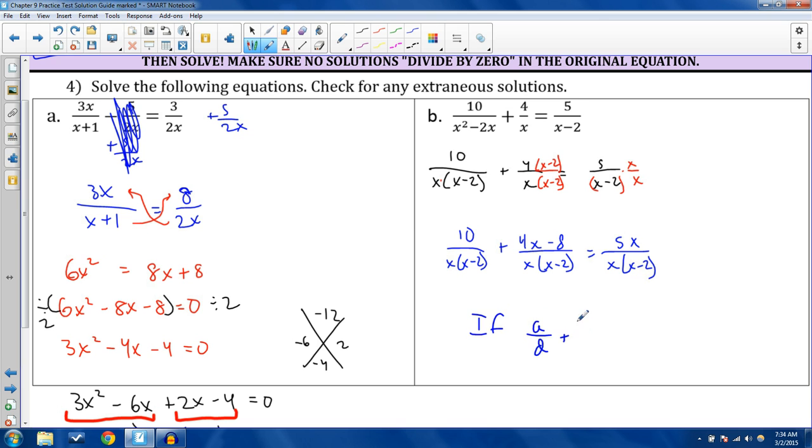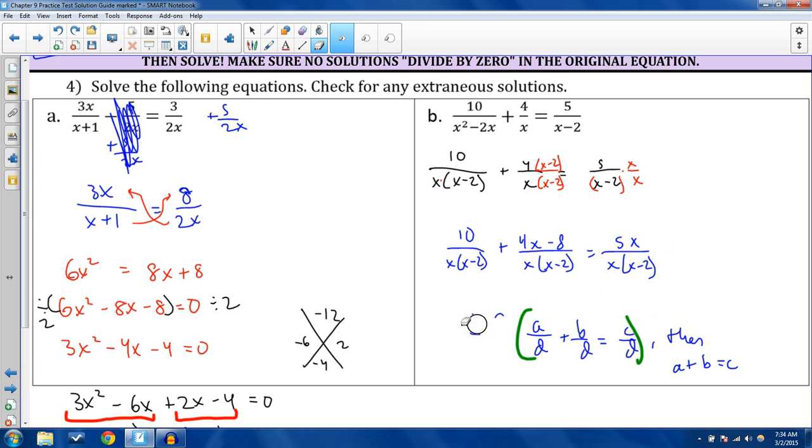If a over d plus b over d equals c over d, then a plus b equals c. If all of these are being divided by the same thing, then what other numbers could these be other than the numbers that they are? Like, if I multiply both sides by d here, then the d's cancel out. They're all gone. So that's the idea. If I can just multiply both sides by whatever the denominator is, then the fraction's gone, and I'm taken care of.